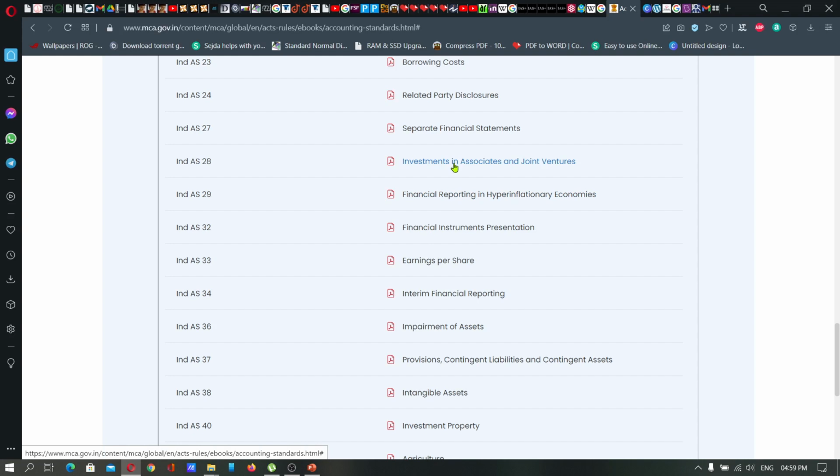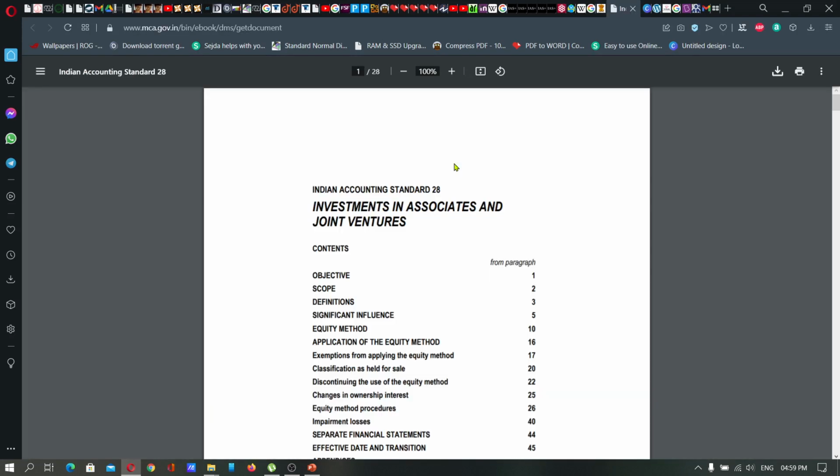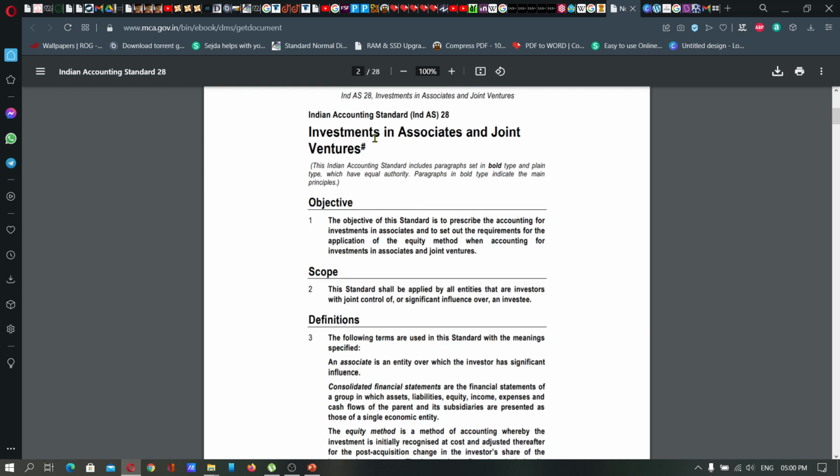Next is Ind AS 28, investment in associates and joint ventures. As the title suggests, the associates and joint ventures assets usually come in case of business combinations, basically transactions between parent and subsidiary, and in cases of joint ventures also.